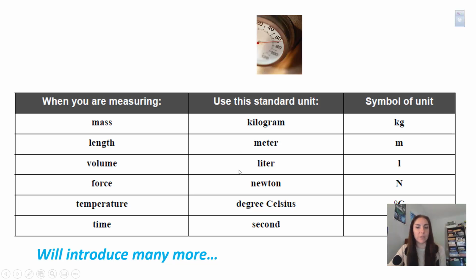We're not going to deal with volume at all, but force we will deal with quite a bit. It will be in newtons. Temperature will be in Celsius, surprisingly enough. And actually, we're not going to do temperature, so I'll let you know that right off the bat. But in physics, we actually stick to the Kelvin system instead. Degrees Celsius is a calibration of water, and Kelvin is a calibration of energy, so it's a more meaningful measurement, at least in physics. And then, of course, time is in seconds.